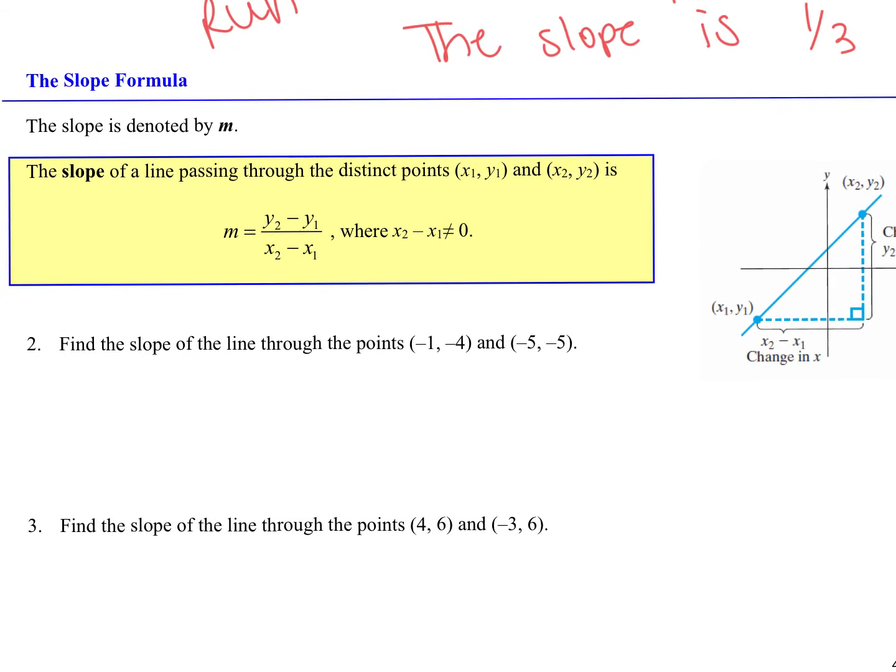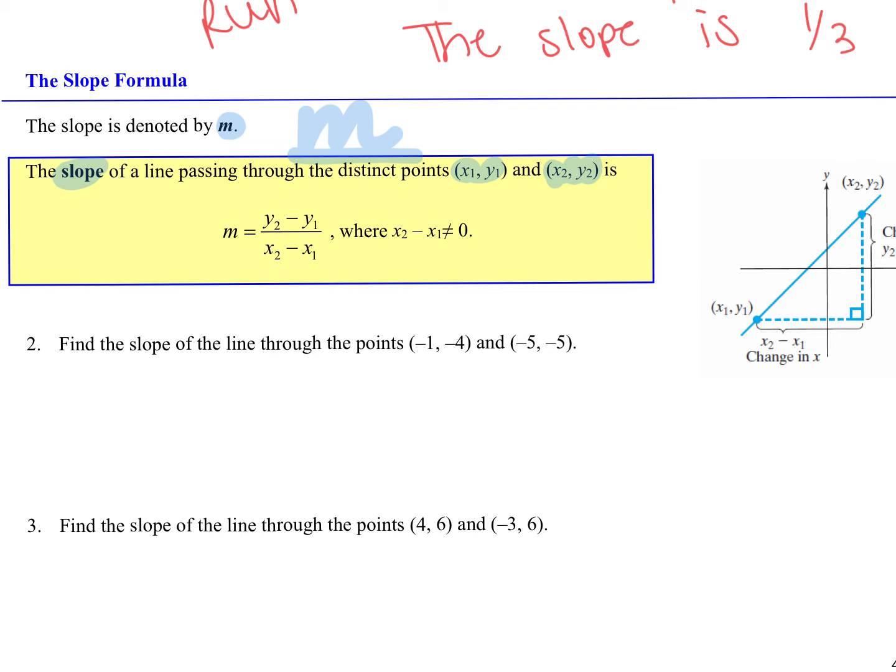All right. There is a really nice handy formula called the slope formula. So the slope formula is denoted by m. Slope is m. So anytime you see m, you should think slope. The slope of a line passing through the points x1, y1, and x2, y2 is m is equal to y2 minus y1 over x2 minus x1, where x2 minus x1 cannot equal 0. It would be undefined if that happened. So we're going to do some of these together.